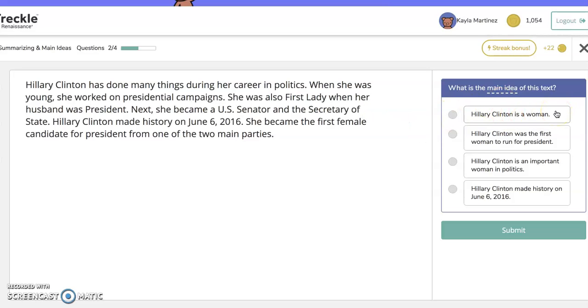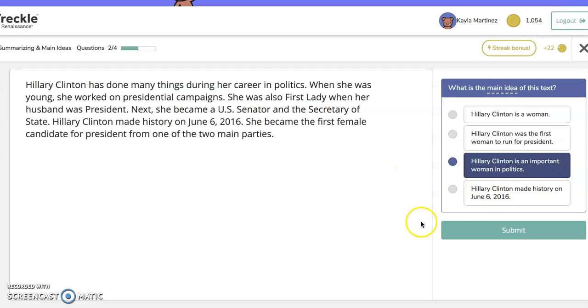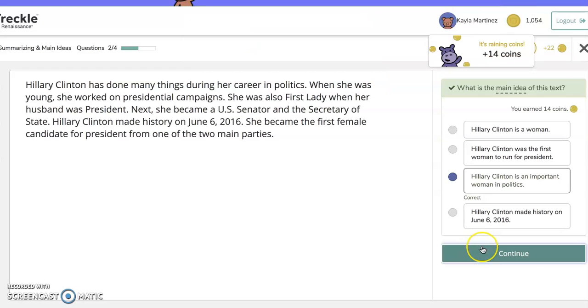We're not talking about how she's just a woman, right? She's much more than that. Yes, she was the first woman to run for president, but that's not what the whole thing is talking about. Because if that was our main idea, we'd be learning more about what happened when she ran for president. And again, she made history on June 6, 2016. Those two answers go together because that's what she did. That's what that history was. But she was an important woman in politics for all those other reasons. So that's kind of encompassing everything. It brings it all together.